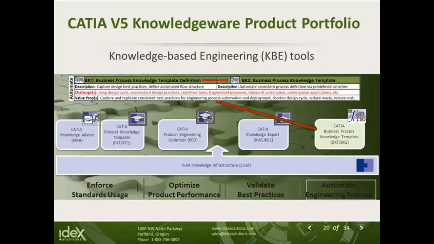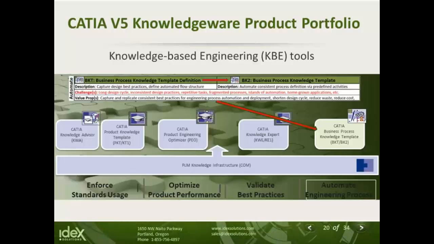So this dual license approach, again, allows companies to build and modify the process templates while preventing the casual user from making changes to these templates, which of course changes the flow, which could introduce all sorts of problems. And as a result, BKT and BK2 address many business challenges, such as long design cycles, inconsistent design practices, repetitive tasks, fragmented processes, islands of automation, homegrown applications, etc.